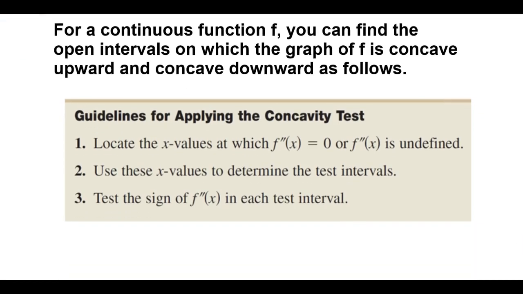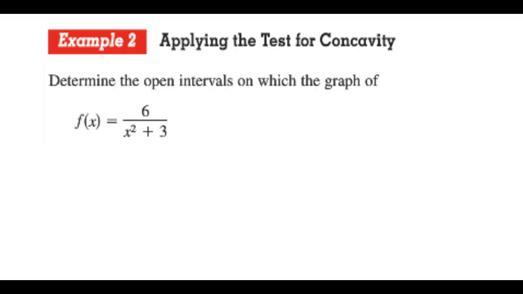Just like we did for the first derivative, we're going to find these critical values again, but this time the critical values are where the second derivative is equal to 0, or the second derivative is undefined. And the critical values are going to tell us intervals of increase and decrease. It's going to talk to me about concavity, and then where concavity changes, that's going to be a point of inflection. Let's try an example.